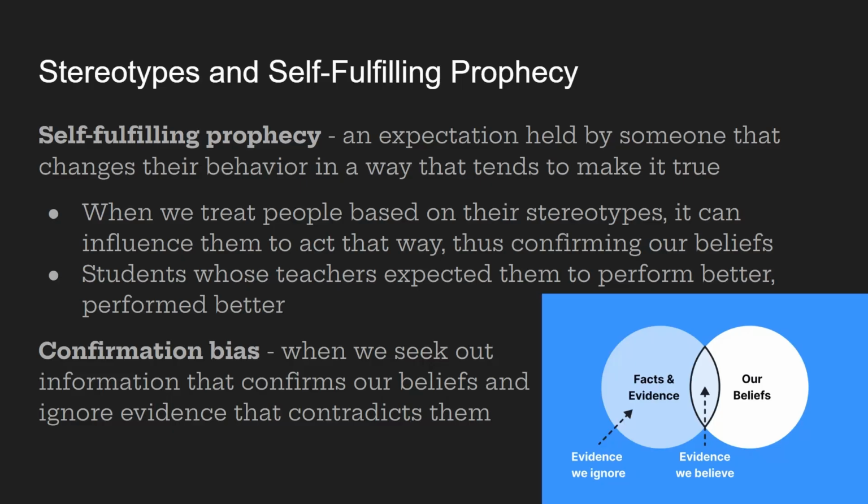So confirmation bias is when we seek out information that confirms our beliefs and we ignore evidence that contradicts them. This is a little graphic that shows this. Our beliefs and facts and evidence, when they overlap, that's when we believe them. But when they don't overlap with our beliefs, then we just completely ignore them to just try to be right.